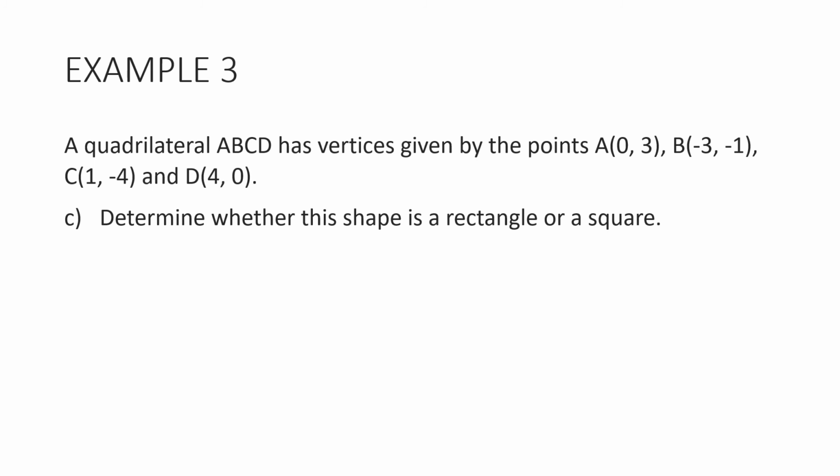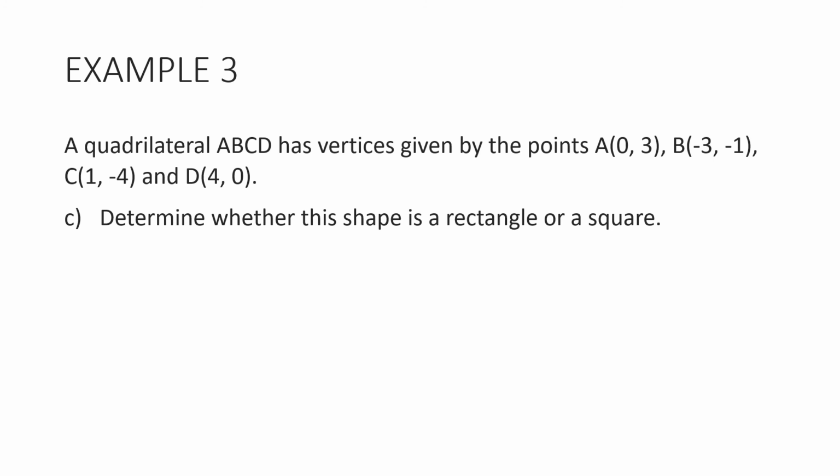C. Determine whether this shape is a rectangle or a square. So we're being told that it's not an isosceles trapezium, which is great. But how do we tell the difference between a rectangle or a square? Because both of them have got diagonals that are equal to one another. We need to look at adjacent sides. Remember, adjacent means next to one another. So if we look at a pair of adjacent sides and we find that they're equal, then we've got a square. And if we don't, then we've got a rectangle.